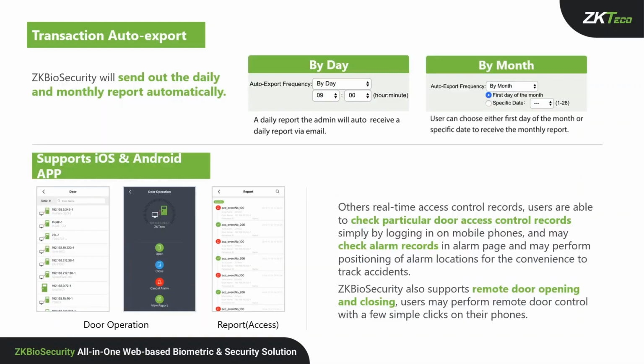For our transactions auto export, as we mentioned from the start, there's an option in our BioSecurity for auto export. The options are by day and by month. It depends on what settings you want. For our app, it supports iOS and Android. In our app, there are options to open the door, close, cancel alarm, or view report. You can see from this.